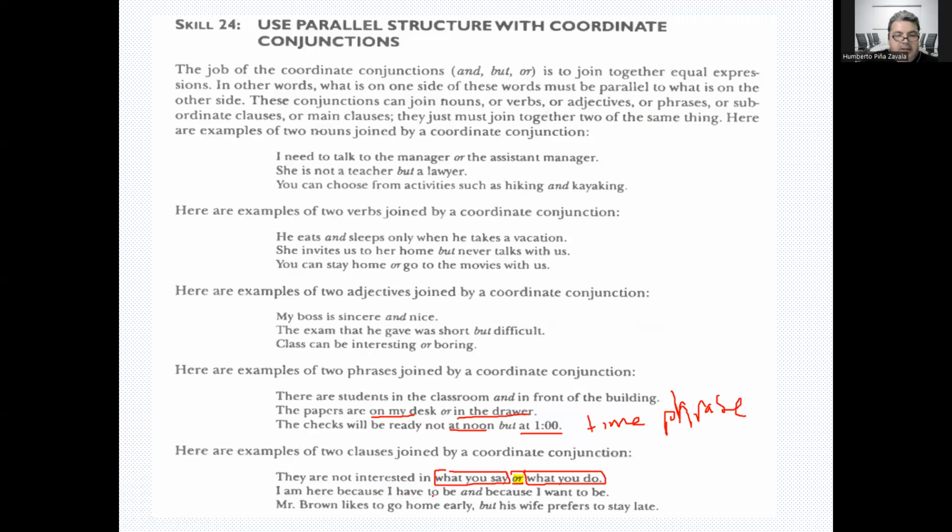I am here because I have to be and because I want to be. Okay, two clauses there, joined together with the coordinate conjunction. And Mr. Brown likes to go home early, but his wife prefers to stay late. So likes to go, prefers to stay. I got the subject.